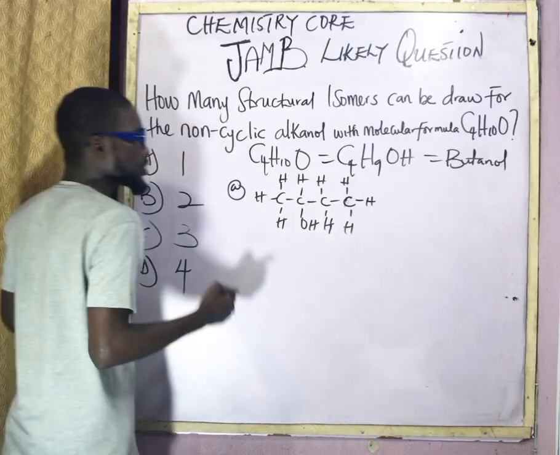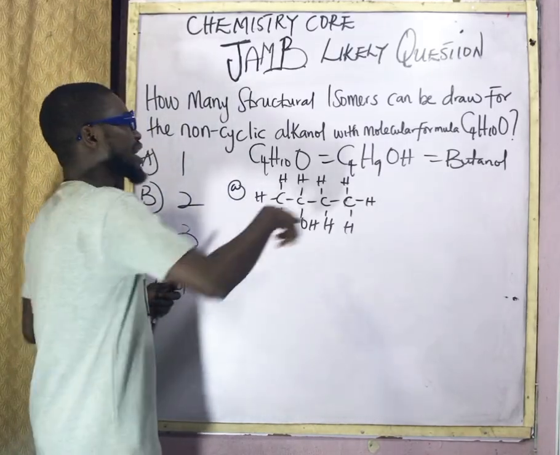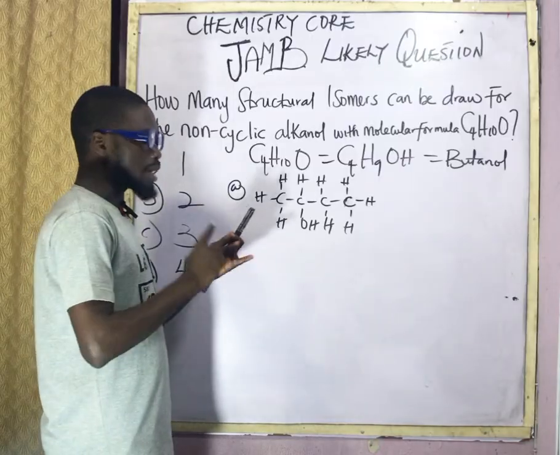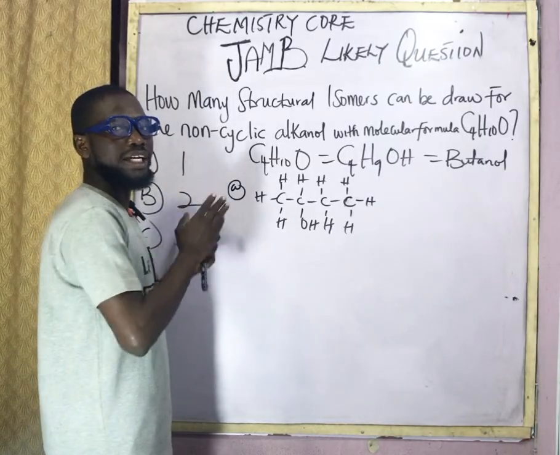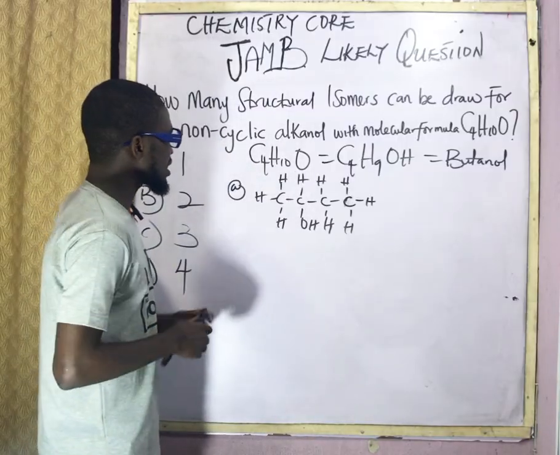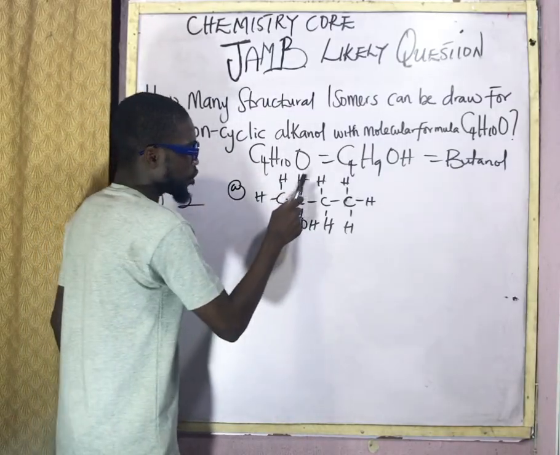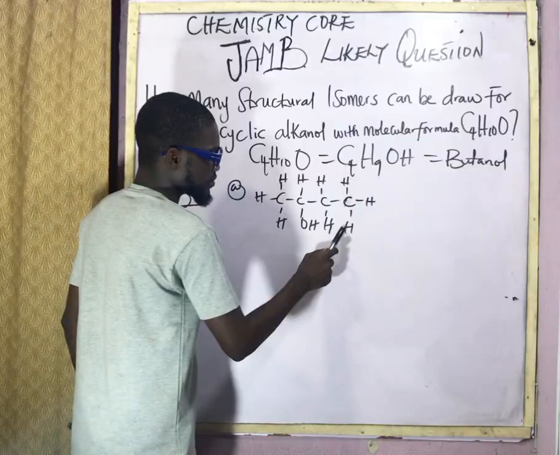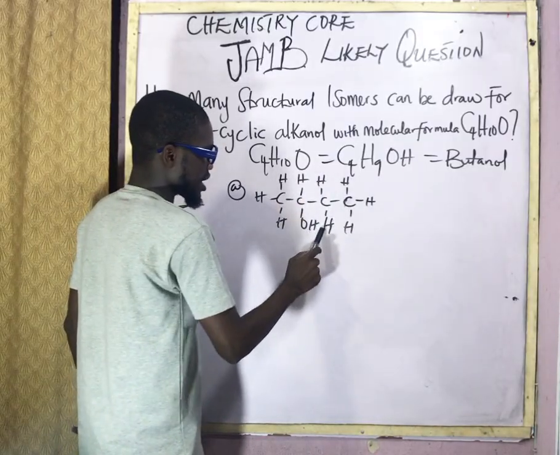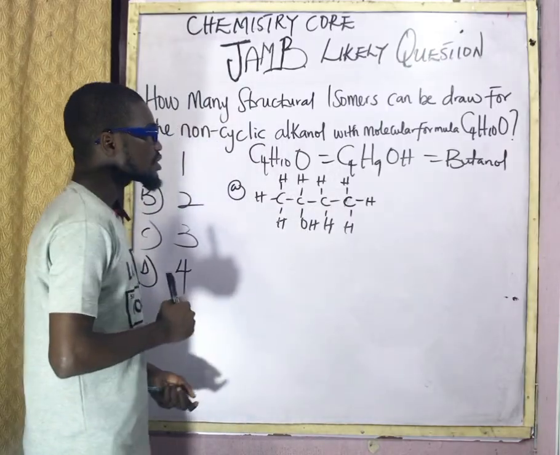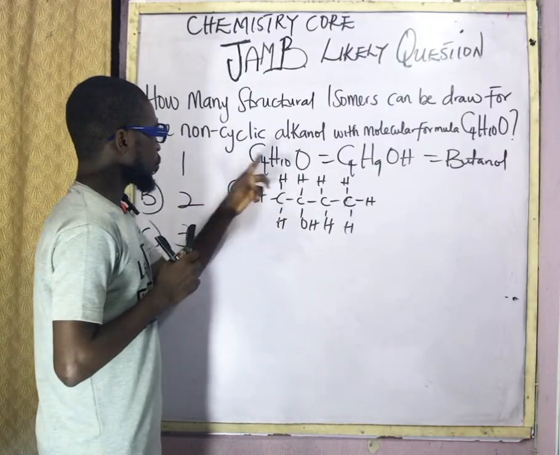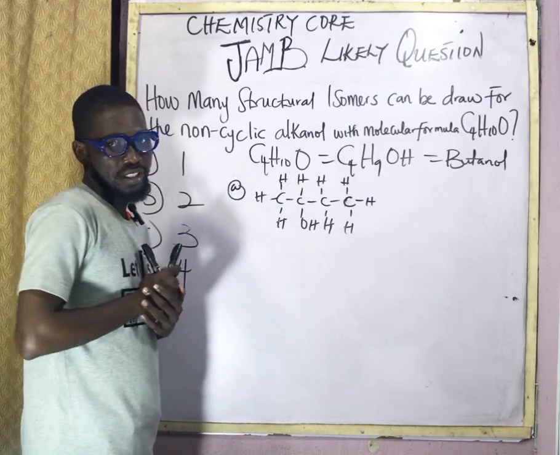Before you name any compound, you need to calculate the number of carbon atoms and hydrogen atoms you have, to check if it's the same as the molecular formula given. Now let's check. 1, 2, 3, 4, 5, 6, 7, 8, 1, 2, 3, 4, 5, 6, 7, 8, 9, 10, which is equivalent to this, and 1 oxygen.